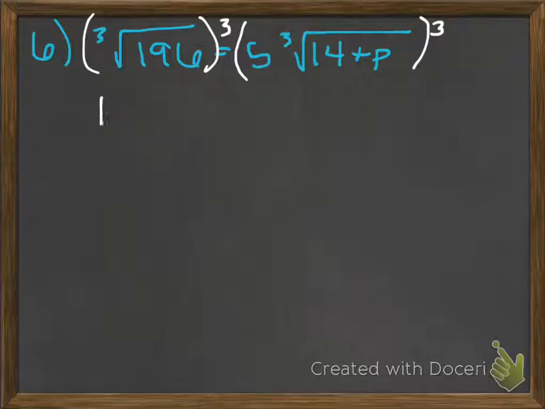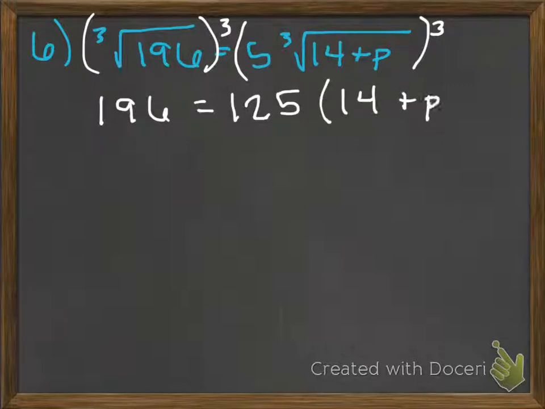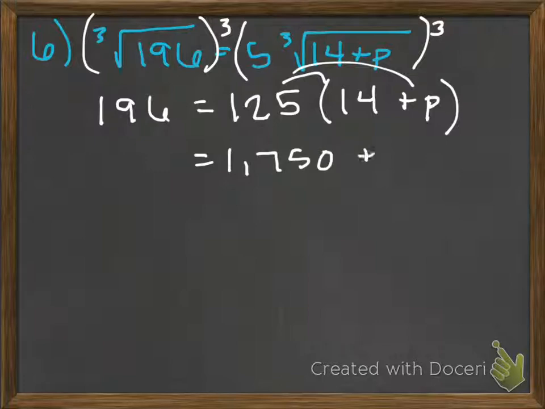So on the left side, I'm left with 196. On the right side, I need to raise the 5 to the third power, which would be 125. And the cube root and the third power will cancel out, and I'm left with 14 plus p. And notice up here the operation between 5 and the cube root was multiplication, so it's still multiplication. So to solve, we need to distribute the 125. So I get 1,750 plus 125p, and that's equal to the 196.